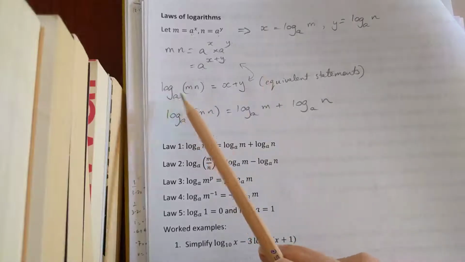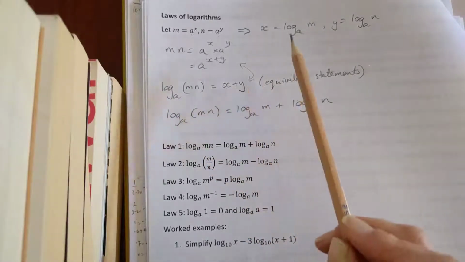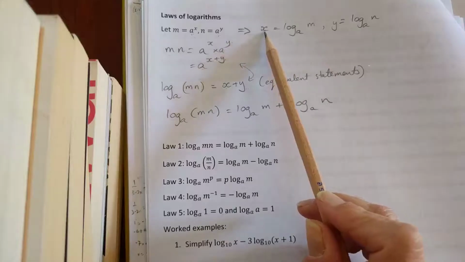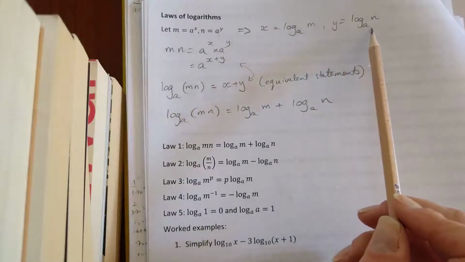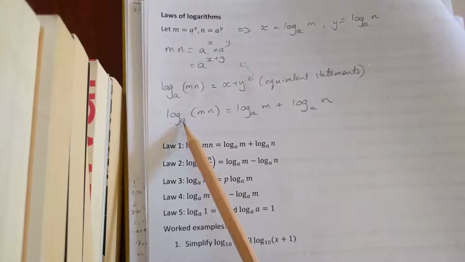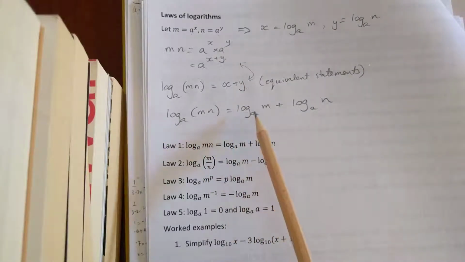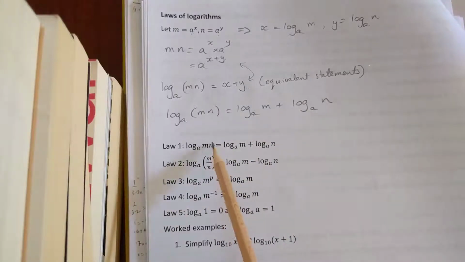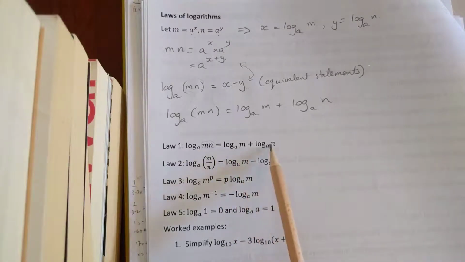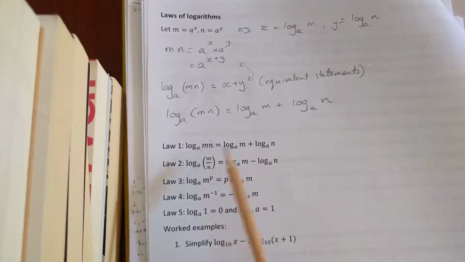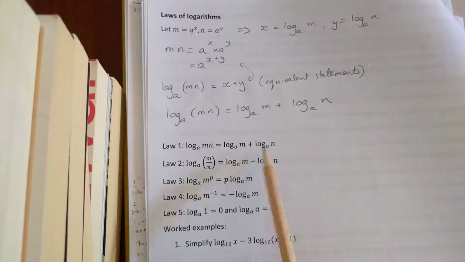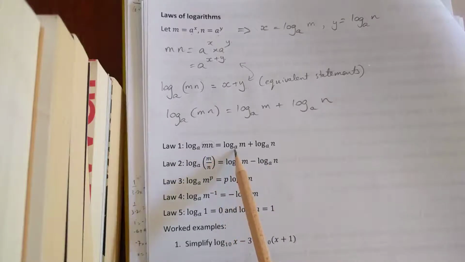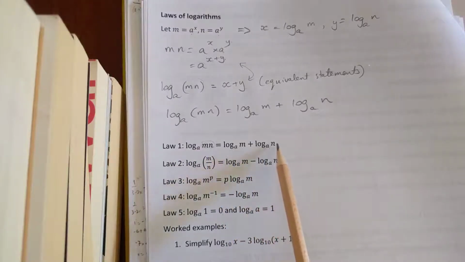Okay, so if I've got log base a of mn equals x plus y, but I've already said up here that x is log base a of m and y is log base a of n, so I end up with log base a of mn equals log base a of m plus log base a of n. So this is our first log law. If I have an argument that is multiplied together, then that can be rewritten in expanded form by adding together the logarithm with the same base, base a, but this m times n becomes log base a of m plus log base a of n.